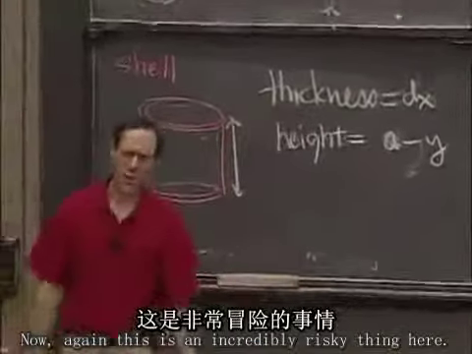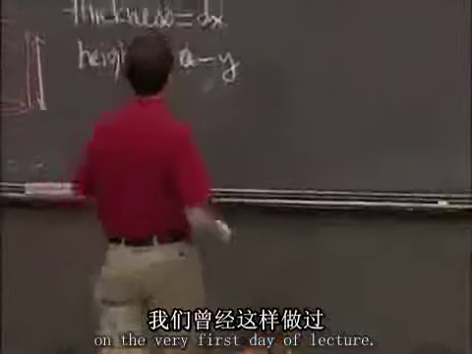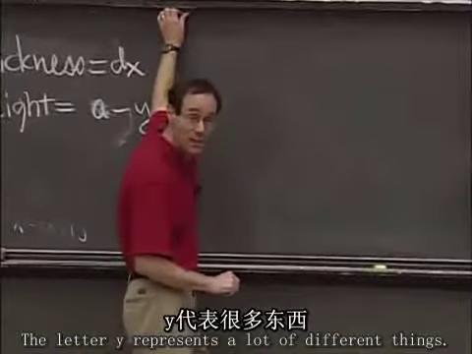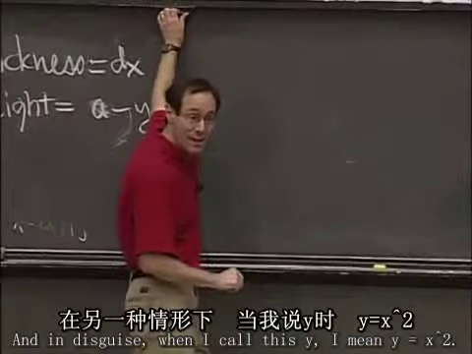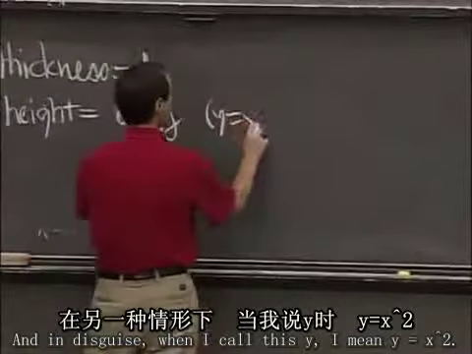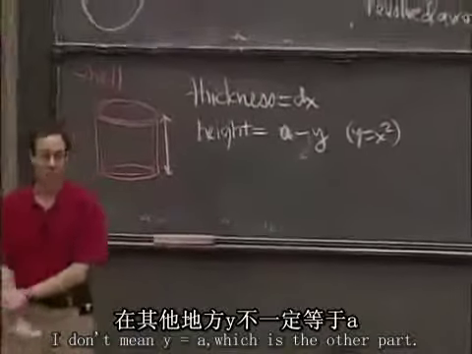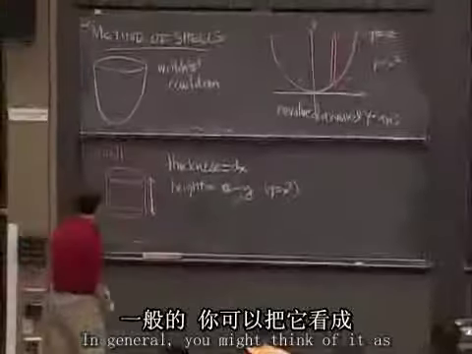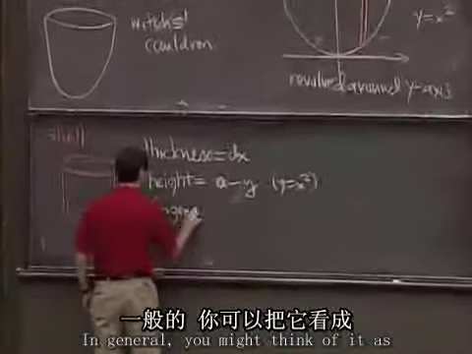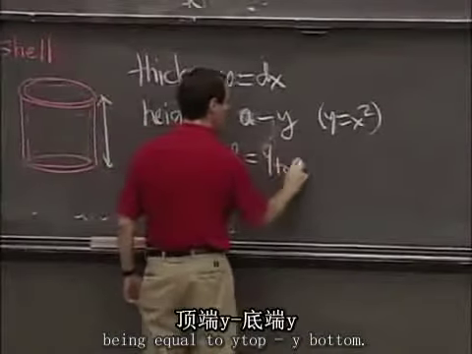Now again, this is an incredibly risky thing here, and I've done this before. I pointed this out on the very first day of lecture. The letter Y represents a lot of different things. And in disguise, when I call this Y, I mean Y is equal to x squared. In other words, the interesting curve. I don't mean Y equals A, which is the other part. In general, you might think of it as being equal to Y top minus Y bottom.